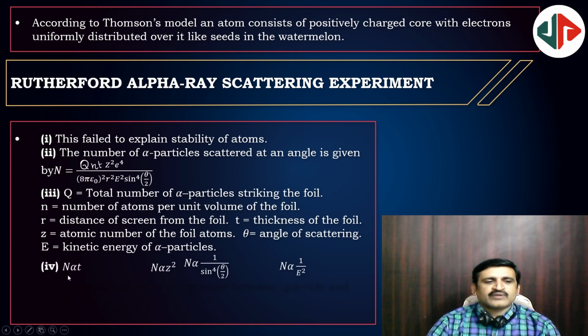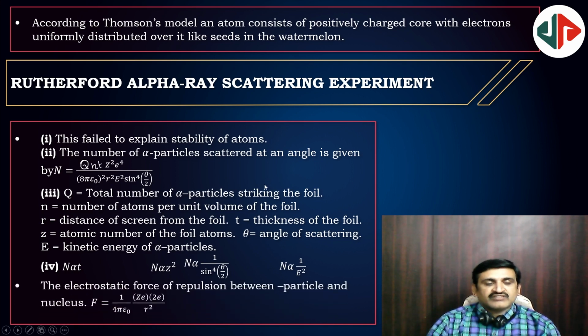Theta is angle of scattering, and kinetic energy of alpha particle is E. Then N is proportional to T, thickness of the foil, N proportional to Z square, atomic number square, N proportional to 1 by sine power 4 theta by 2, where theta is the scattering angle, and N is proportional to 1 by E square. So these are very, very important things based on the alpha ray scattering experiment, conducted 100 years back without any latest equipments. So sharpen your brain, you too can think.